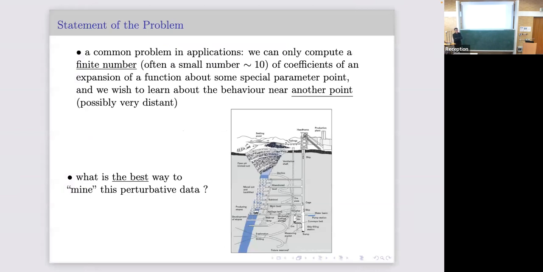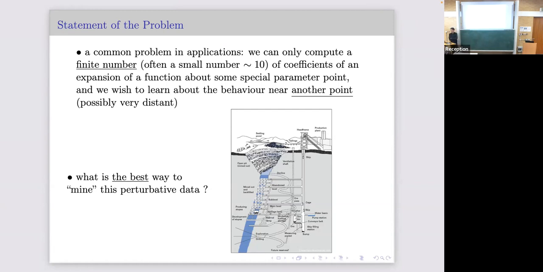So this is the problem I want to think about. It's a very common situation in applications. So imagine you're trying to calculate some function, but it's a really difficult problem. And the best you can do is to calculate some number of terms in some expansion about some particular point. And that may not be the point you're interested in. So you're interested in maybe analytically continuing that information to some point, but you only have very partial information about the function.